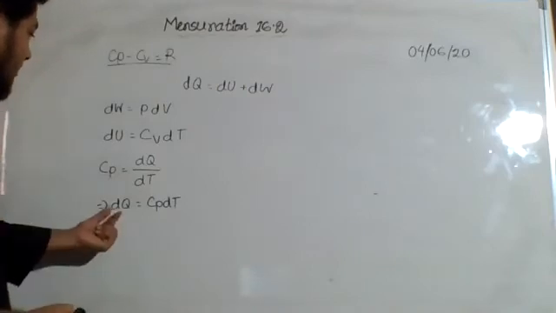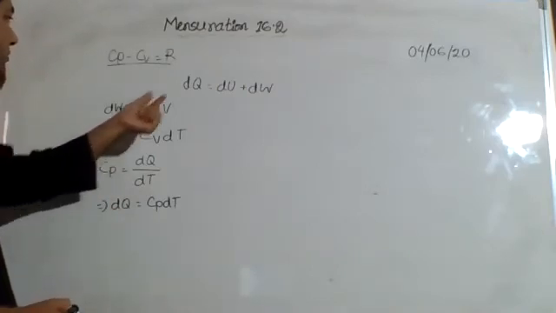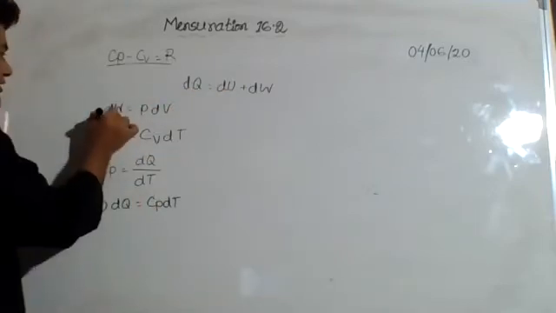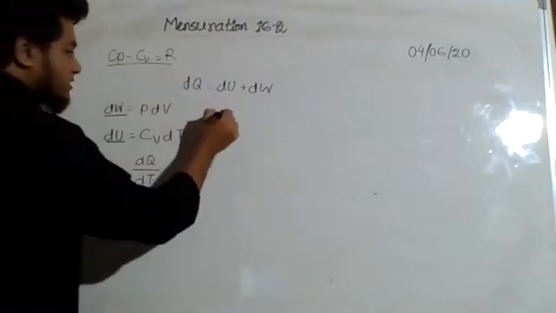Now this value of dq and this value of du we will replace in that equation. These three values we will replace here now.